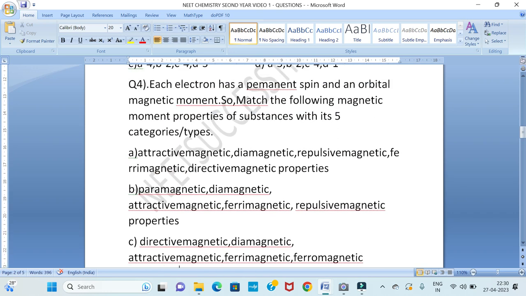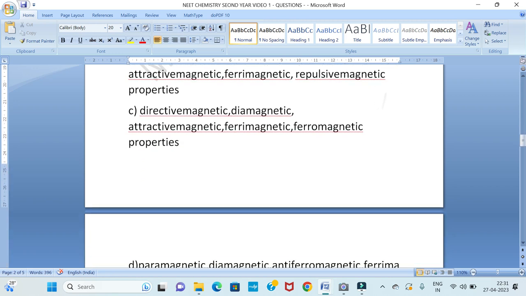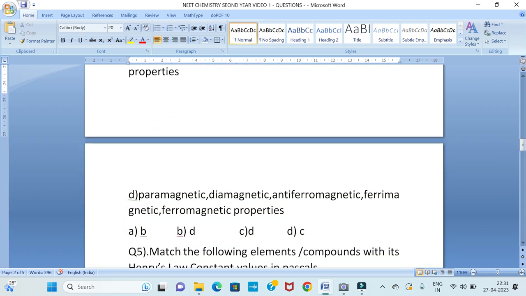Here I have given some confusing options, attractive magnetic and repulsive also. Attractive means opposite sides of magnets are attracted. Same sides of magnets repel each other; that is repulsive magnetic. That is different. But here the correct answer is paramagnetic, diamagnetic, antiferromagnetic, ferrimagnetic, ferromagnetic.